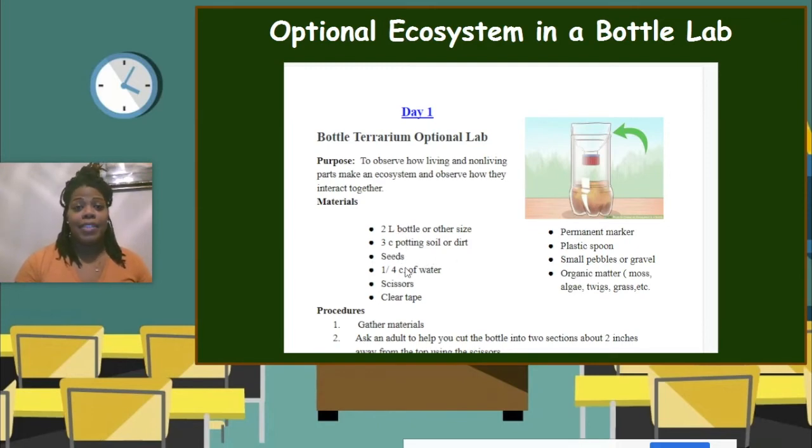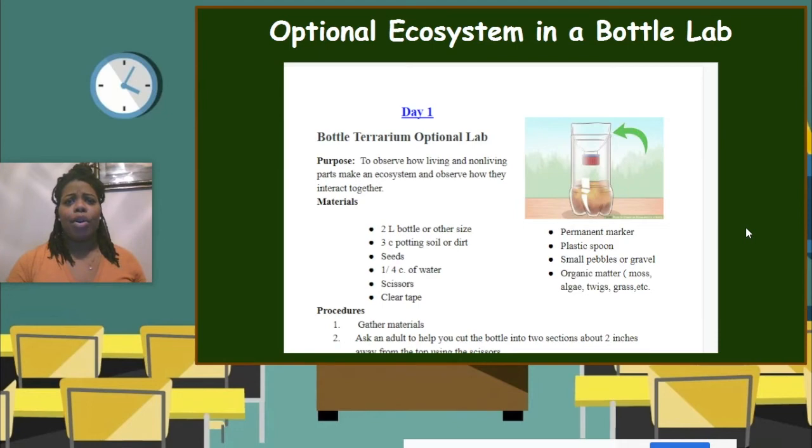You need some type of seeds. You also could use some plants. You need some water, about a 4-foot cup, scissors, some tape, possibly a permanent marker, and a spoon, maybe some small pebbles or gravel from outside in the driveway. You can pull some in. And some type of organic matter would be cool to add, like moss or algae or twigs or grass or anything you can find that was living. All right. So you pull all of those things out.